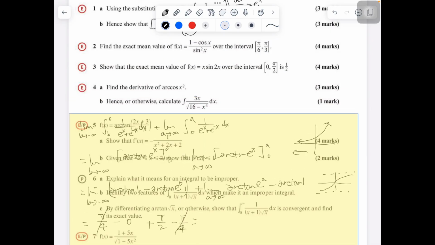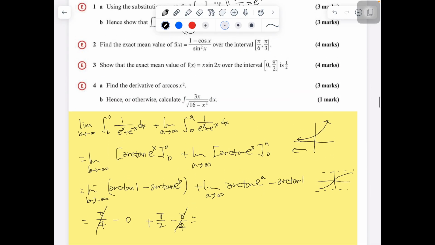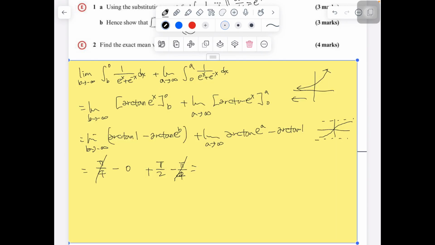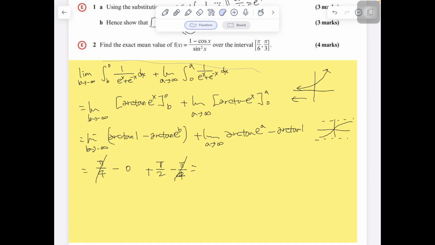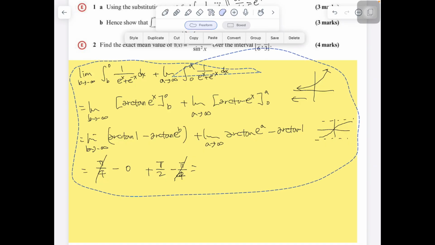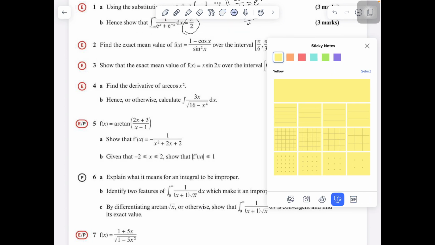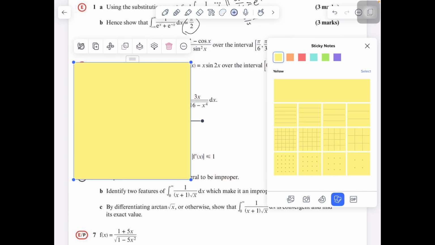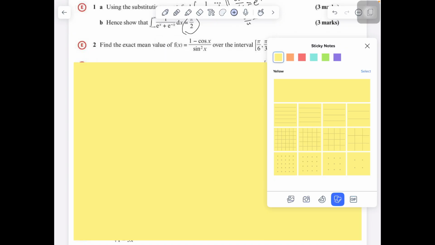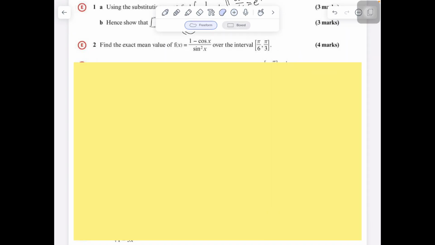Let's select some questions. So number 3, number 2, yeah, maybe number 2 looks more serious. So delete. Okay, number 2, the mean value of 1 minus cos x over sine squared of x. So here 1 over (b minus a) times the integral from a to b of f of x dx. So this is the mean value of the function.